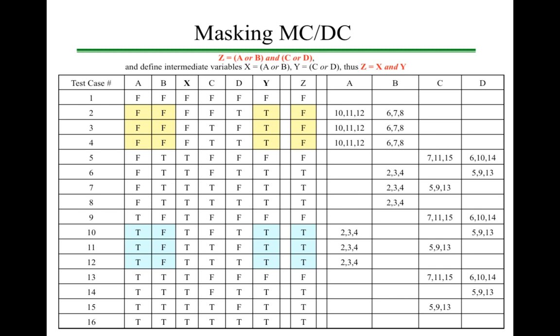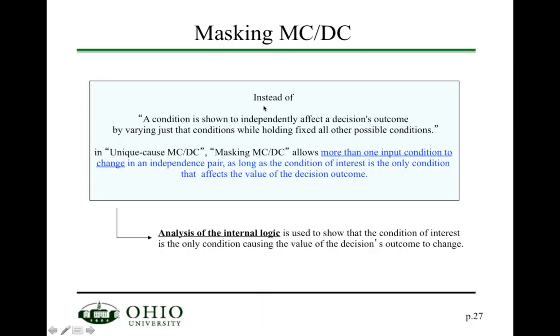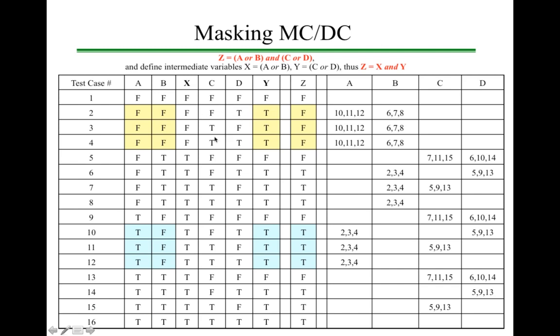Okay, so let's look at that. We take our same decision again, and take test case 2, for example. Test case 2 is false, false. So the output of the OR gate is false, and it doesn't matter what C or D are. In this case, I ignore C or D. They can be true or false; the outcome is always going to be false. However, if this becomes true, then this one becomes true as well. See, these really don't matter.